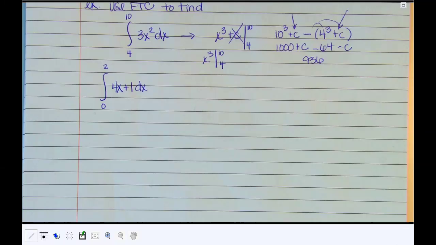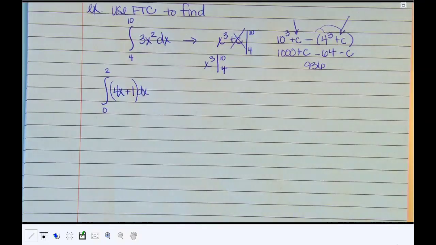Did I say plus 1? Yeah, plus 1 dx. I couldn't tell if it was one of those lines. Nope, that line will only come after you do the antiderivative. Does the line only work if you're plugging in two different values?